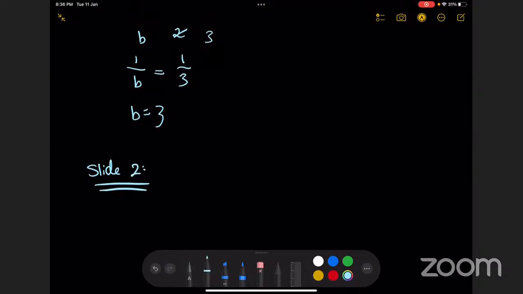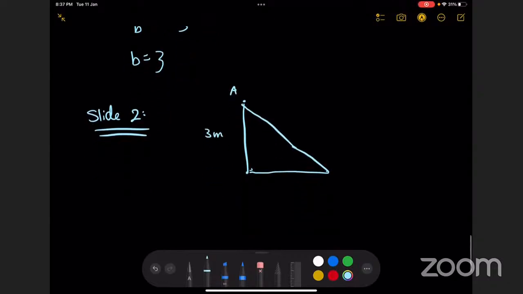Slide 2. The slide is at a height of 3 meters. Again, I'll just label this as ABC. It's another diagram, so it doesn't matter. That's 90 degrees, and it's the height at 3 meters. It's inclined at 60 degrees from the ground. This is the perpendicular, this is the base, this is the hypotenuse. We need to find out the hypotenuse.